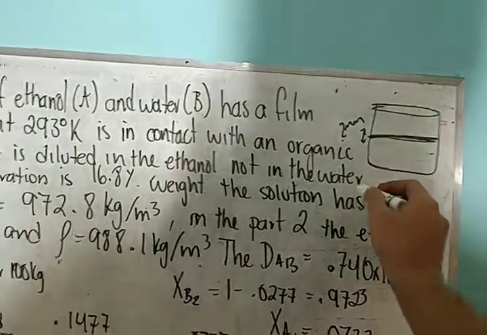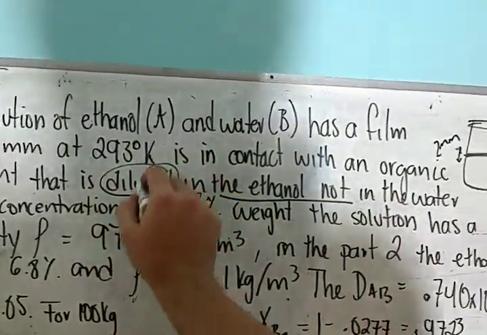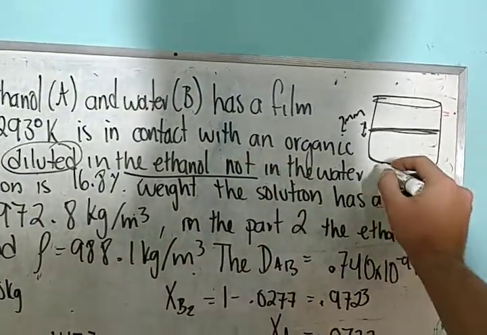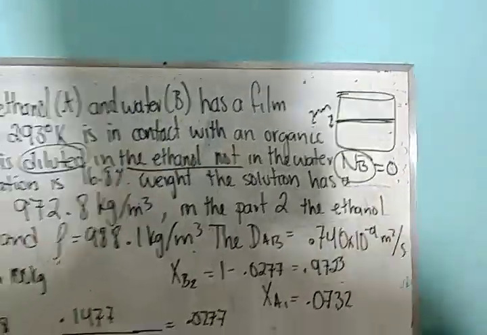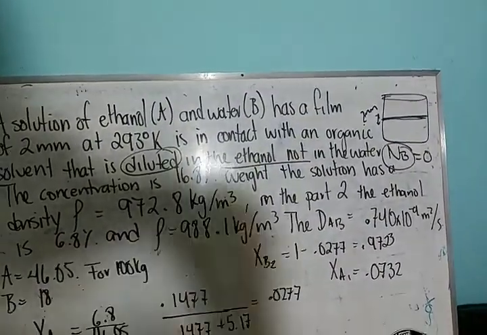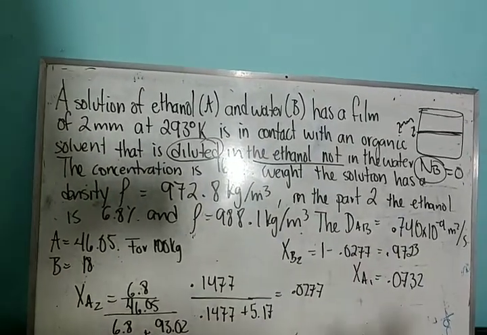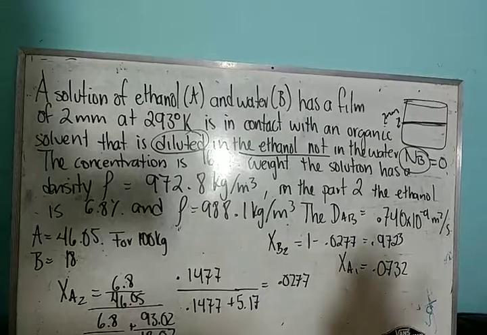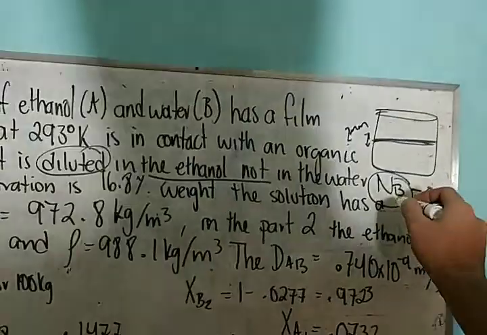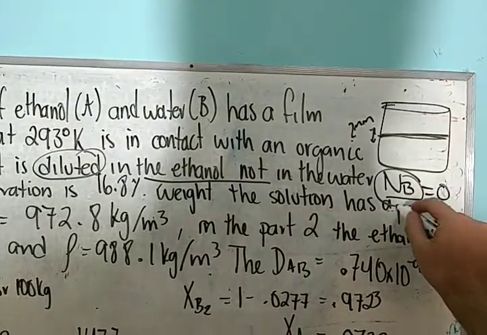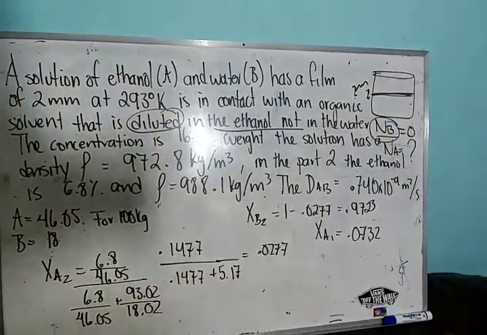So this part, diluted in ethanol but not in water, is going to tell me that we don't have a consideration of diffusion, because it's not going to happen. Knowing this situation, we're going to leave apart the part of the water. So this one is going to become zero, but the one that we want to know is for the ethanol.